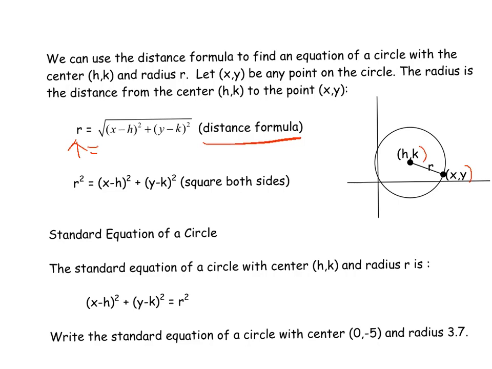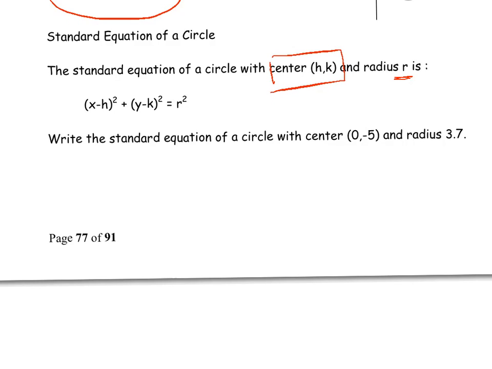Well, if I square both sides, then what I actually have is the equation for a circle, and we call it the standard equation for a circle. And my center is always represented by h and k, and my radius is r, and then x and y stay x and y.